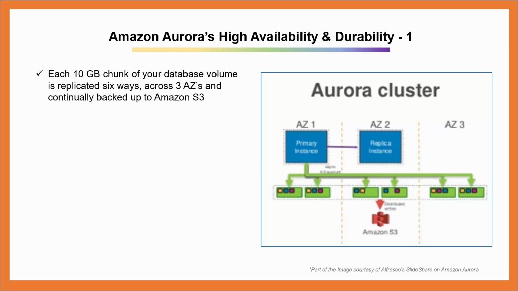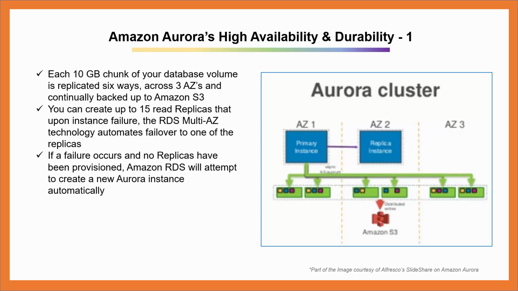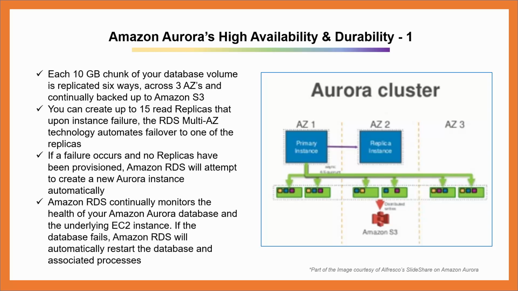Each 10 gigabyte chunk of your database volume is replicated 6 ways across 3 availability zones and continually backed up to Amazon S3. You can create up to 15 read replicas, and upon instance failure, the Relational Database Service Multi-Availability Zone technology automates failover to one of the replicas. If a failure occurs and no replicas have been provisioned, Amazon RDS will attempt to create a new Aurora instance automatically. Amazon RDS continually monitors the health of your Amazon Aurora database and the underlying EC2 instance. If the database fails, Amazon RDS will automatically restart the database and associated processes.